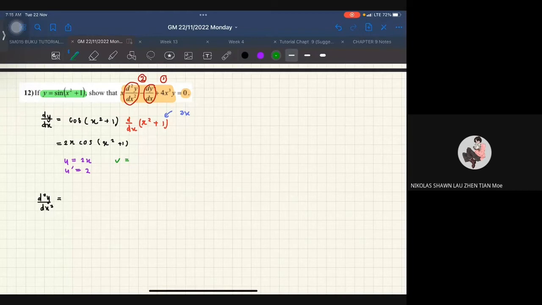Okay, so how to differentiate cos? Cos dia terbalik sahaja dengan sin tapi dia kena letak negatif. Okay, so maksudnya differentiating cos will give you a negative sign. So awak akan dapat V prime is equals to negative sign, and then in bracket salin sahaja x square plus 1.